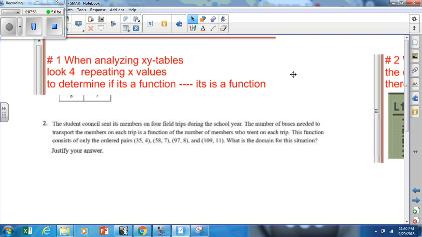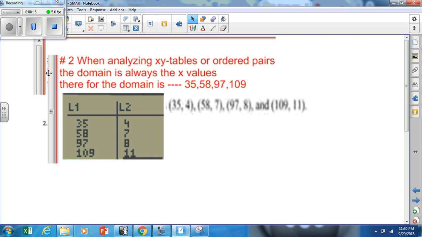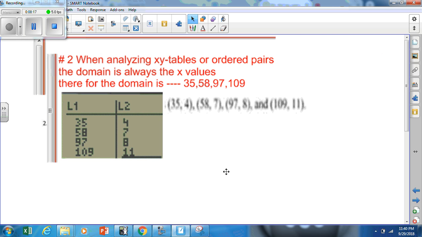Hopefully, again, we've talked about this a little bit already. What are domains? Domains are the values on the x side of the XY table, and they're the first value in ordered pairs. So my domain would be 35, 58, 97, and 109. Answer that question. Bonus: is this a function? Do we see any repeating x values? If the answer is no, then it's actually a function.